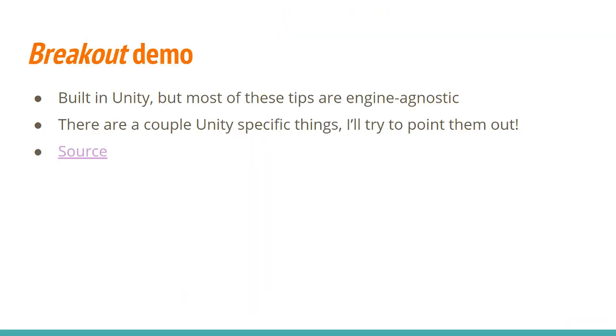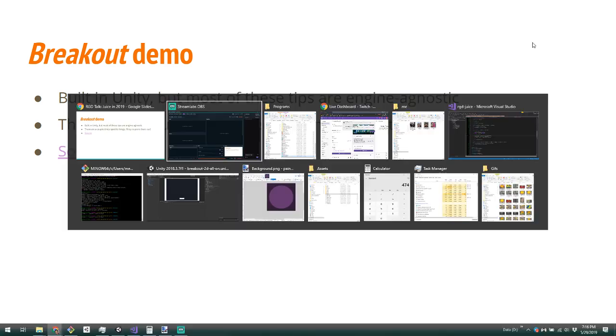So most of this talk is going to be a demonstration. I made a clone of Breakout, and I'm going to unroll a bunch of different juice layers on it and show you how those impact the game. It's built in Unity, but most of these tips are engine agnostic. The point is more the actual application than how we get there. There are a couple of Unity specific things, and I'll try to point them out as we go. After this talk, I'll put the slides up and you can get the source on GitHub.